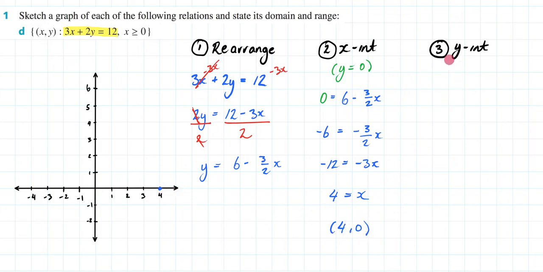Next, I'm going to find my y-intercept, and we know that to find the y-intercept, I'm going to have to let x equal 0. So I'm going to have y equals 6 minus 3 over 2, and instead of an x, I'm going to put a 0. Minus 3 over 2 times 0 is just 0, so I'm going to be left with y equals 6, which means that my y-intercept is going to be (0, 6), which is going to live here.